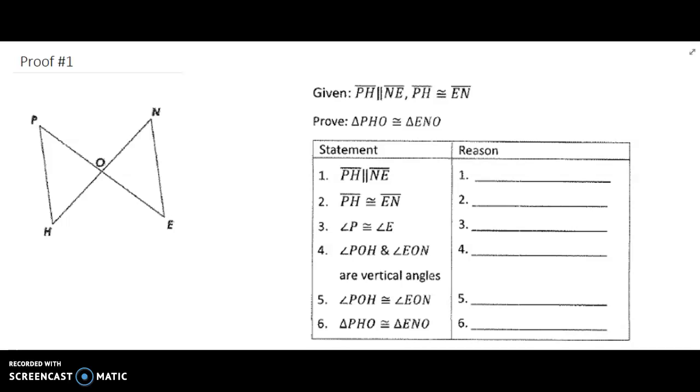All right, so we're given that PH and NE are, remember, this is parallel. So I'm going to use the parallel marking. So PH and NE are parallel. Okay, then we're also given that PH is congruent to EN. So that is given. So PH, I'm going to go ahead and highlight this, PH is congruent to NE. Okay, now it tells me that angle P is congruent to angle E.